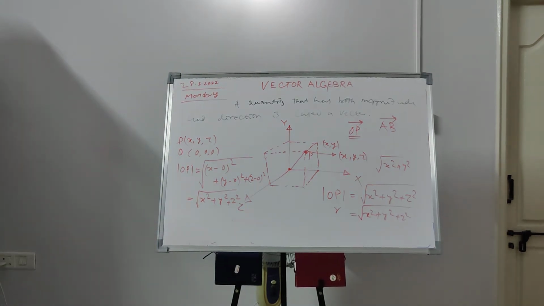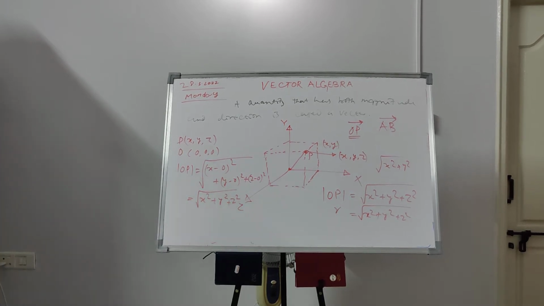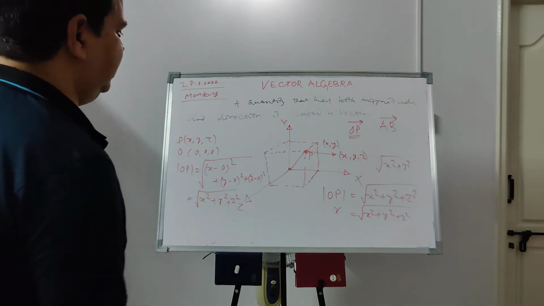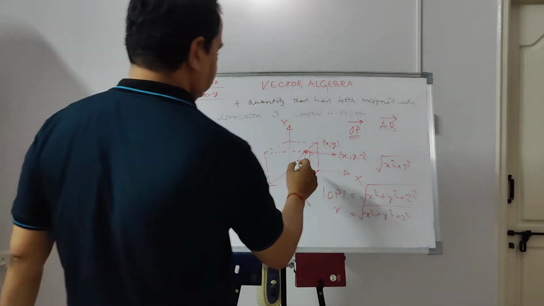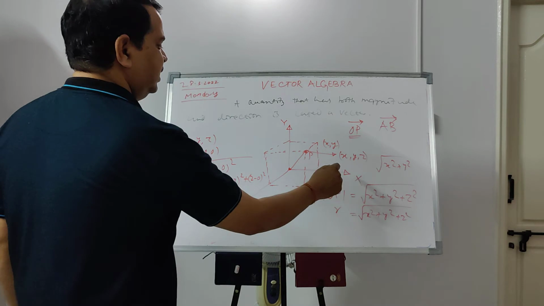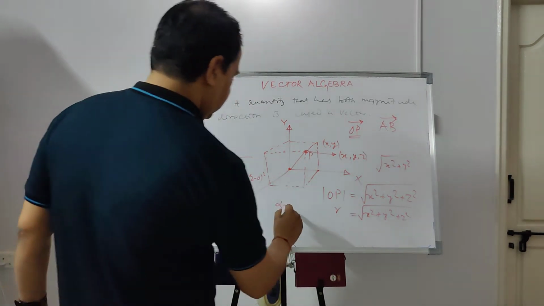So what is the direction cosine? That means cos alpha, cos beta and cos gamma. Let us say it has a direction cosine with the x-axis, what angle it is making with the x-axis, with the y-axis, and with the z-axis. When it is in the xy plane, it makes an angle alpha with the x-axis.